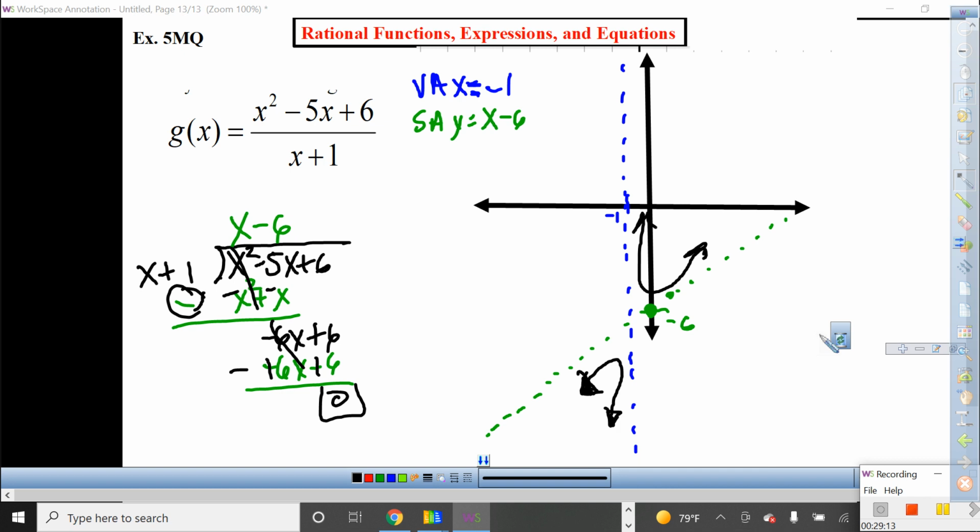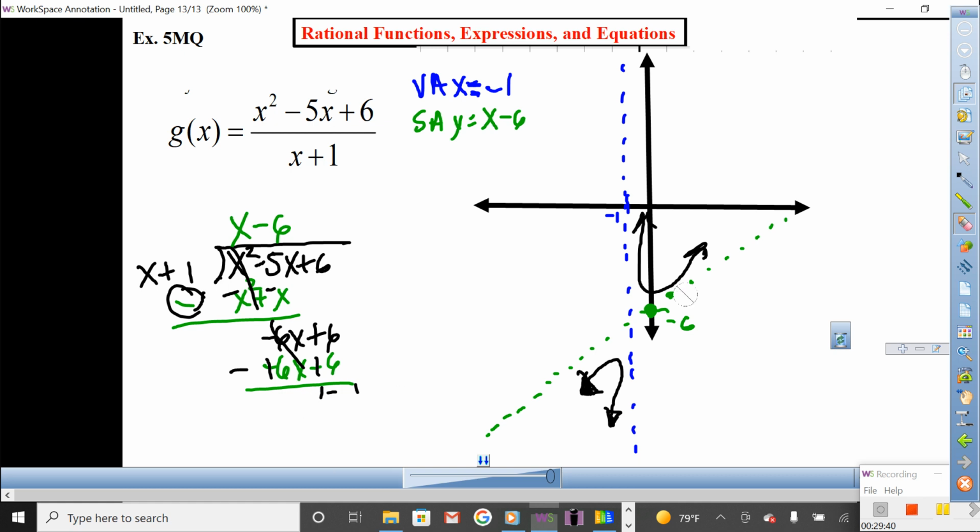VA, x equals negative 1. Slant asymptote, y equals x minus 6. Hands, have you got that? Yes? We good? Did I make a mistake? Yeah. I did? Oh, remainder 12, my bad. Thank you. Yeah, I did that to see if you guys were paying attention. Remainder of 12. Yes. Oh, okay. All right, from 1 to 5, how comfortable are you with this? Okay, we'll stop right there, yeah?